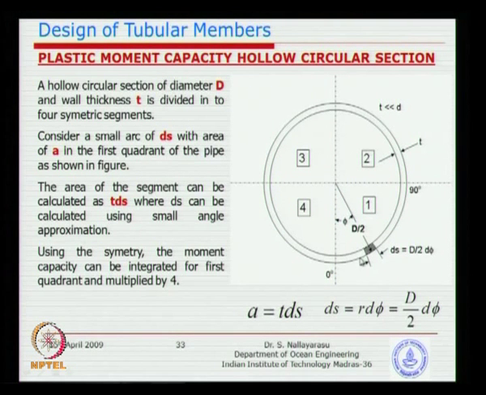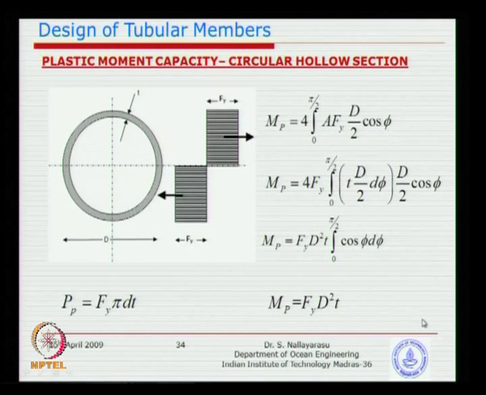The area of the small segment is basically thickness times the arc length, and the arc length or segment length can be computed using the small angle principle using r theta. I think most of you might have studied this in your mechanics. As the angle is smaller, you do not need to apply the Pythagoras theorem, you can simply multiply r times the angle, and you will get ds, which is basically d by 2 d phi.